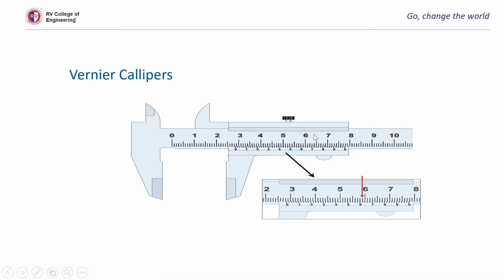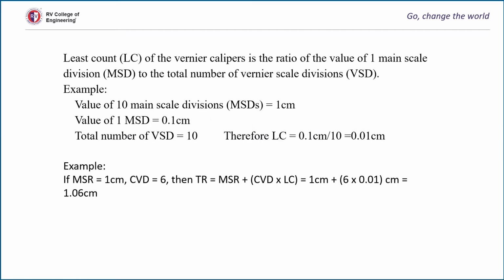So what do you mean by least count? It is the minimum or the smallest measurement that can be performed using the instrument, and it is given by the ratio of the value of one main scale division to the total number of vernier scale divisions. If you observe the vernier calipers, for every centimeter there are 10 divisions. So the value of one main scale division is 1 by 10 of a centimeter, which is 0.1 centimeter, and the total number of vernier scale divisions is 10. Therefore, the least count of the vernier calipers is 0.1 divided by 10, which is 0.01 centimeter.